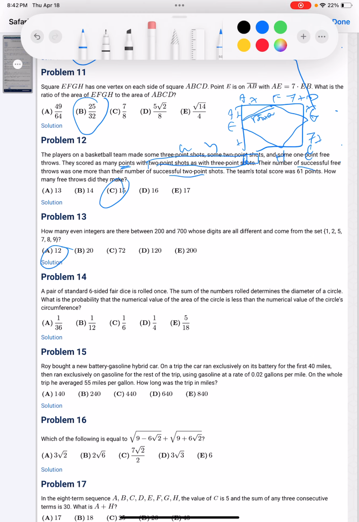To problem 14. A pair of standard 6-sided dice is rolled. The sum of the numbers rolled determines the diameter of a circle. What's the probability that the numerical value of the area of the circle is less than the numerical value of its circumference? Numerical value of the area of the circle. So, how is that possible? Right. I mean, let's see. We could have 6 and 9.